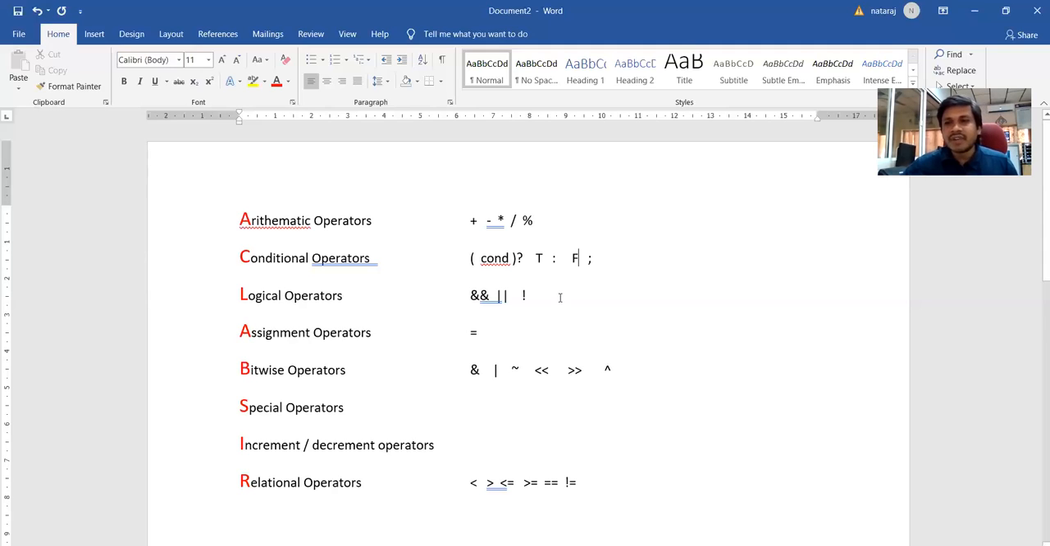Next, logical operators. We have seen these operators also. This deals with Boolean values, either true or false. The input for a logical operation is either true or false, and the output is also either true or false. Or in other words, logical operators are used as conjunction to relational operations, one or more relational operations. That also we have seen in the last class.